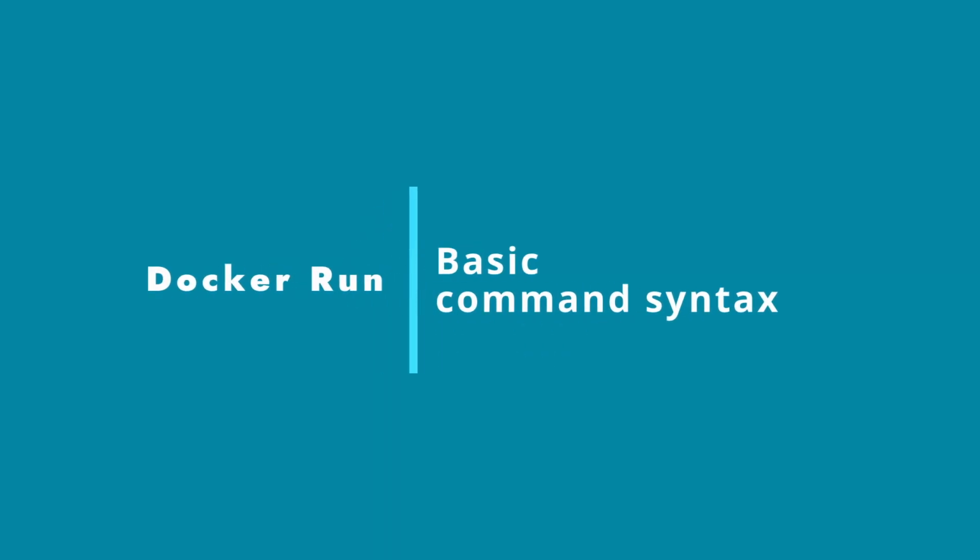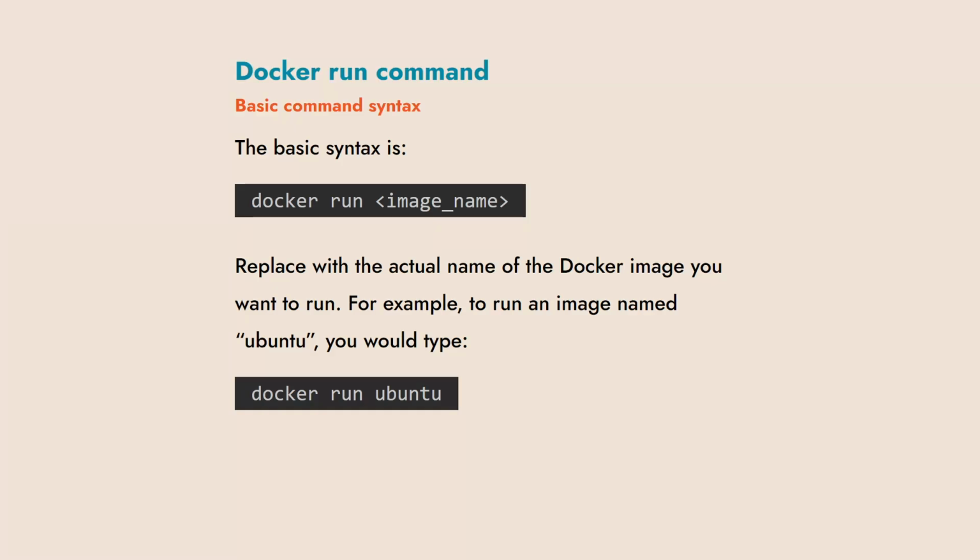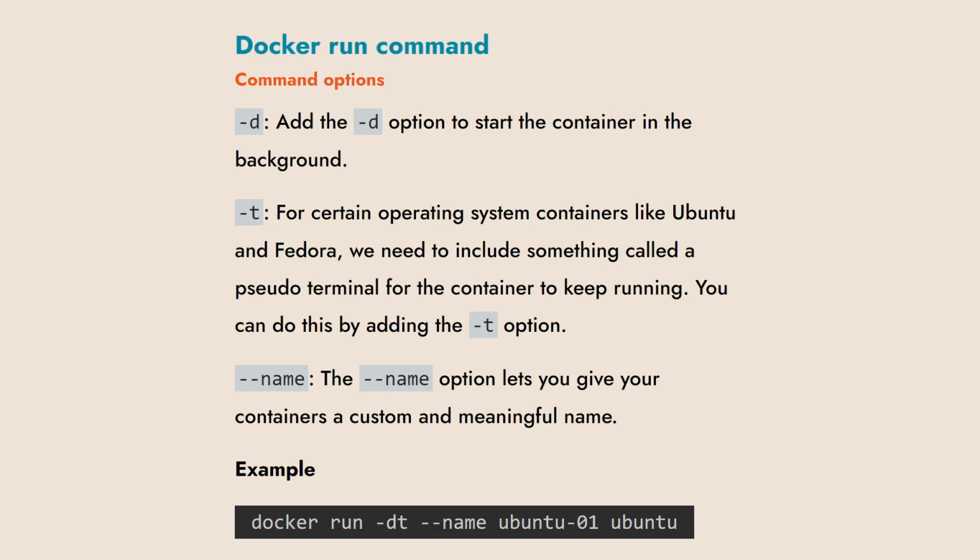Now let's dive into the Docker run command itself. The core concept is quite simple. All you need is the image name. With that, Docker run will create a new container based on that image. Depending on the image and how you want your containers set up, you'll add different options. For example, one common option is -d, which lets you start the container in the background, so you can still use your terminal for other stuff.